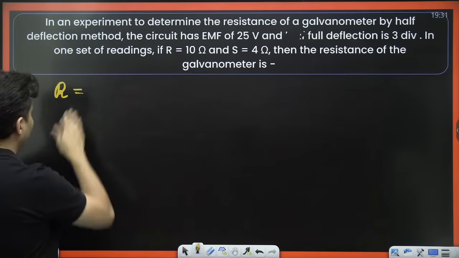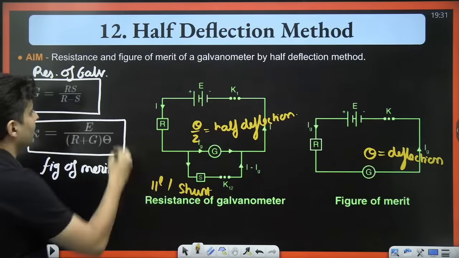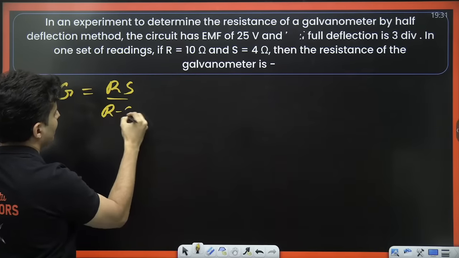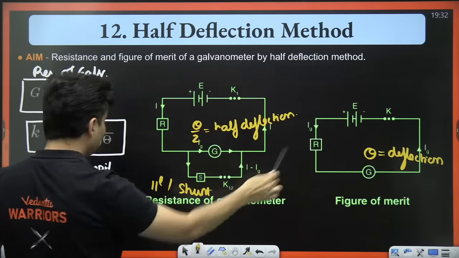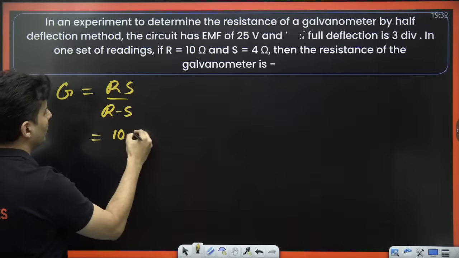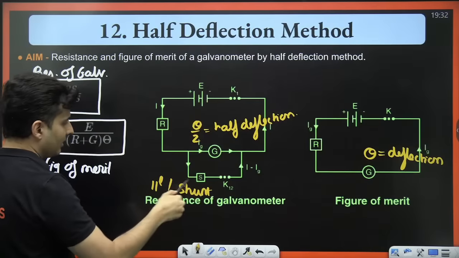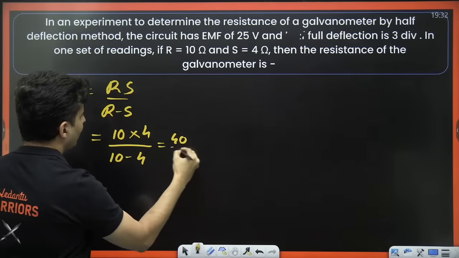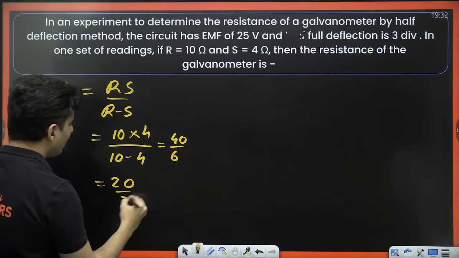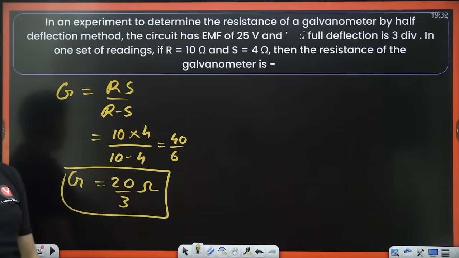Resistance of the galvanometer, I'll just use the G symbol. What is that formula? It is RS by R minus S. What is the resistance which is added separately? That is basically 10 ohms. What is the shunt resistance? The parallel resistance is given to be 4 ohms, by 10 minus 4. So it will be 40 by 6, which is 20 by 3 ohms. That is the galvanometer resistance. We found that out: 20 by 3. Everyone? Very nice. But that's not all.